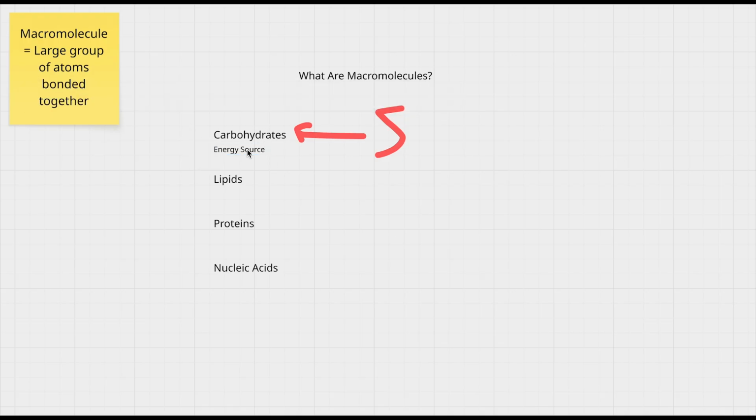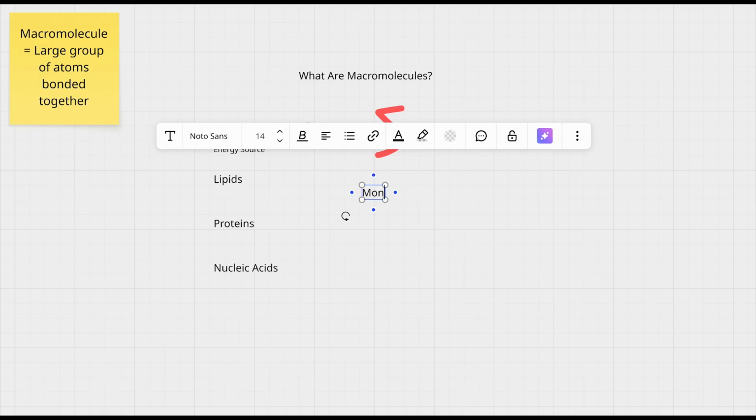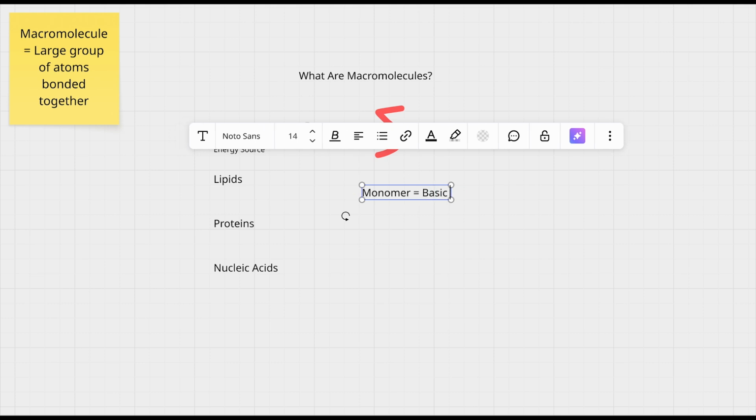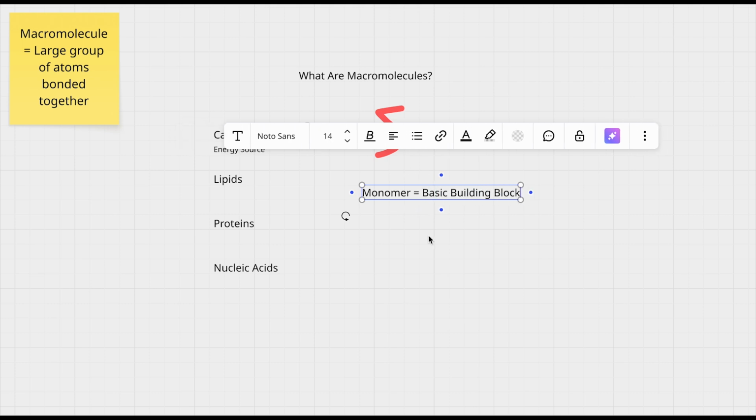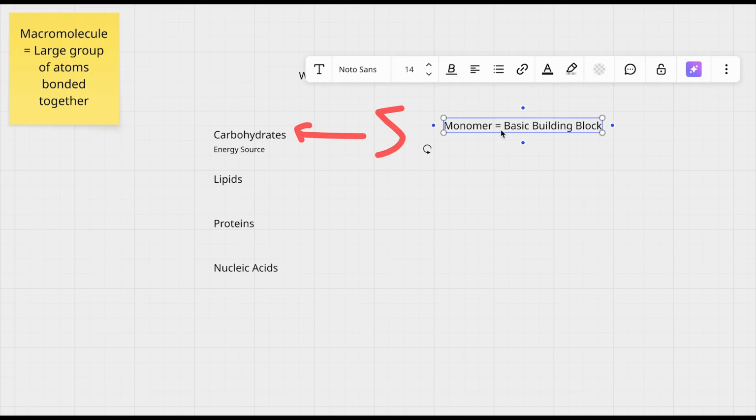Talking about building blocks, their building blocks are monomers, okay? A monomer is a basic building block. So let me put it here: monomer equals basic building block. As its name means, a monomer is a basic building block. So the monomer of carbohydrates, the basic building block of carbohydrates, is called a monosaccharide.